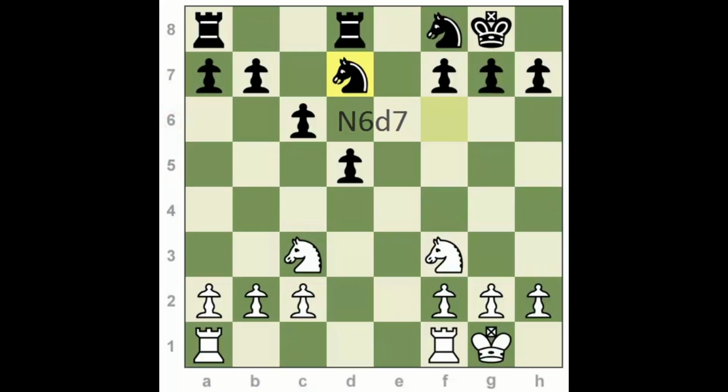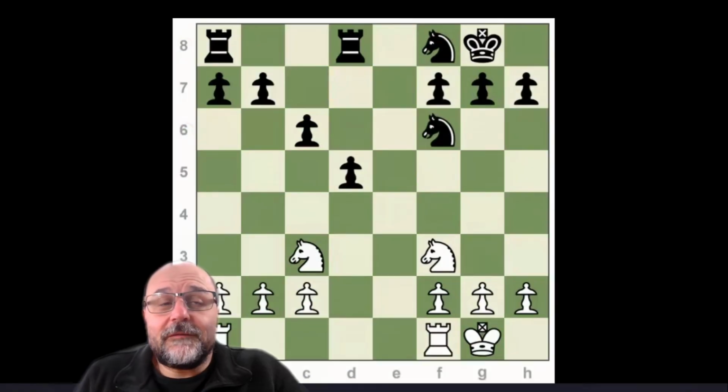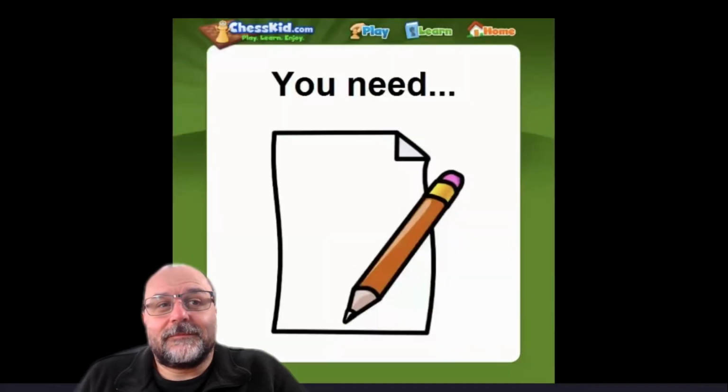Okay? So that's it. A lot of even seasoned players that play in tournaments do still muck this up a little bit when they write their notation around this area. But this is a really good example of what you can do in that situation. Remember, all you need is a piece of paper and a pencil.